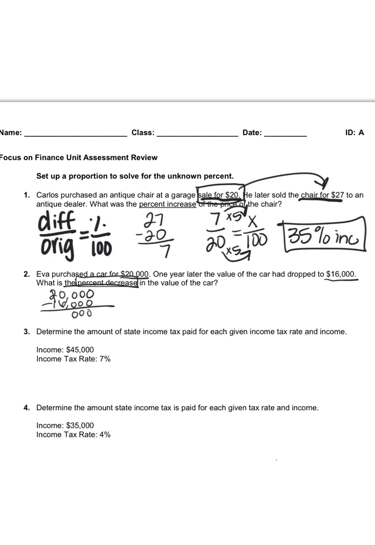0 minus 6 I cannot do, so I have to borrow and carry. 10 minus 6 is 4, 1 minus 1 is 0, so the new price, or the value, decreased by 4,000. The original price of my car was $20,000, is equal to percent over 100.